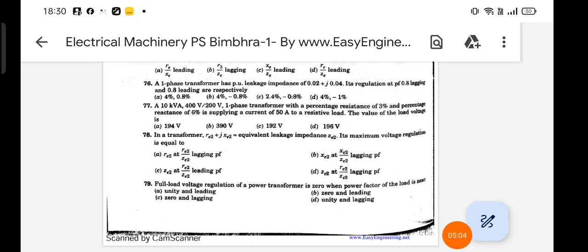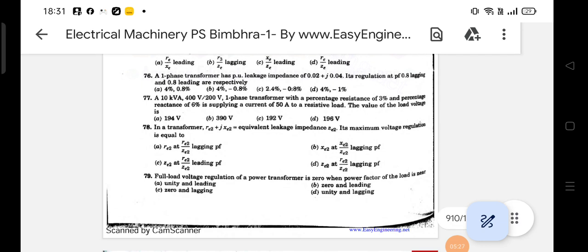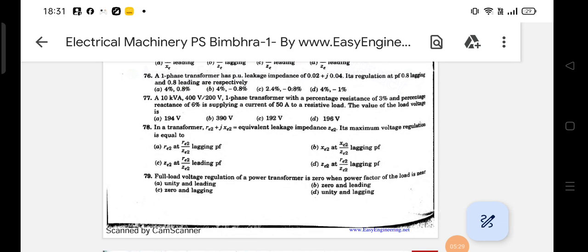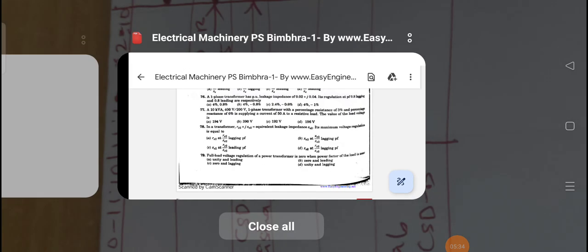Next, a 10 kVA, 400 by 200 volts single phase transformer with a percentage resistance of 3% and a percentage reactance of 6% is supplying a current of 50 amperes to a resistive load. The value of load voltage is? The voltage regulation formula of a transformer is (E2 minus V2) by E2, where E2 is the no load voltage and V2 is the loaded voltage.